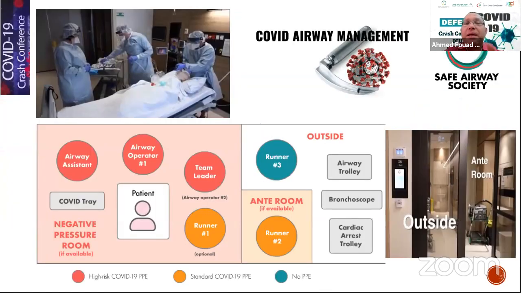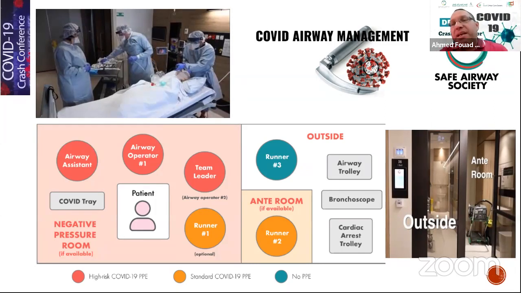This is simple. The Safe Airway Society has very good videos, and we posted them in the group. This is simply how they are doing it. They have the best scenario for intubation. You can have the outside, an anteroom, and the inside room. If you have this facility, it would be very good. They try to keep the door closed as much as you can. Keep the door of the inside room closed all the time.